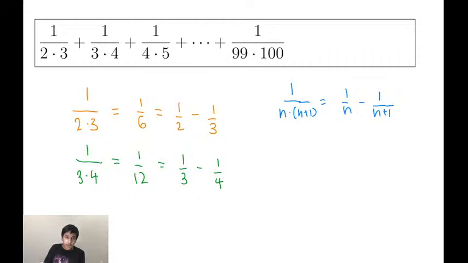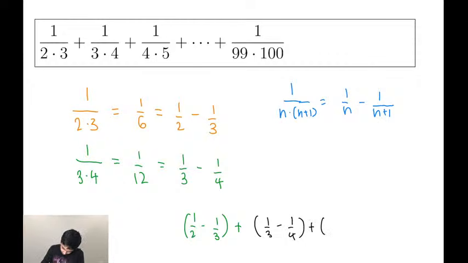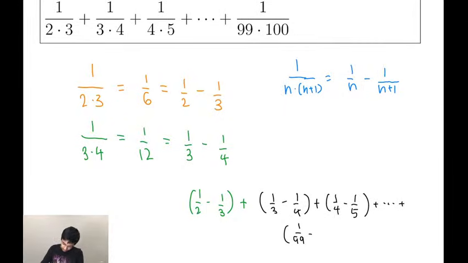So the sequence can be rewritten as 1/2 minus 1/3, plus 1/3 minus 1/4, plus 1/4 minus 1/5, and so on, all the way till plus 1 over 99 minus 1 over 100.